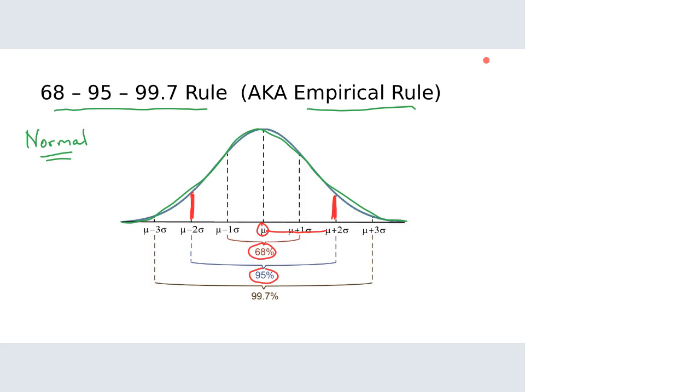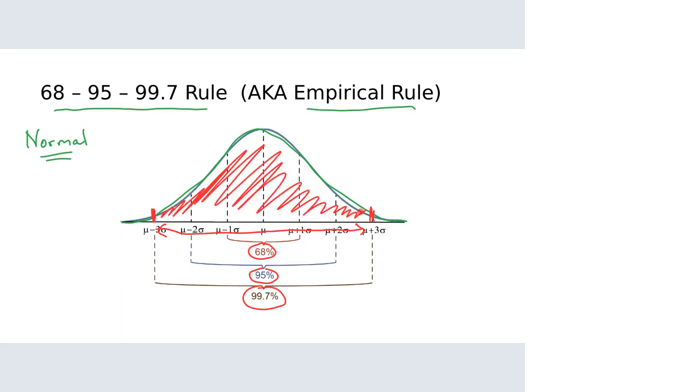And then you know what's coming next. It's called the 68, 95, 99.7 rule. If we go out here to 3 standard deviations above and 3 standard deviations below, that's where 99.7% of the data is. Almost all of it. Not all of it, but almost all of it. 99.7%.